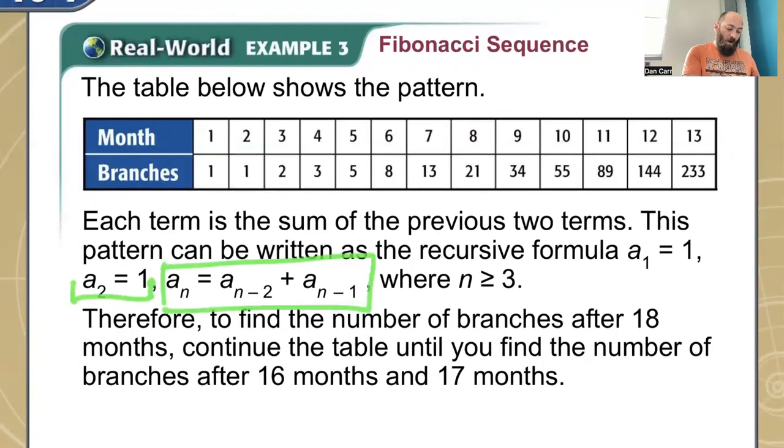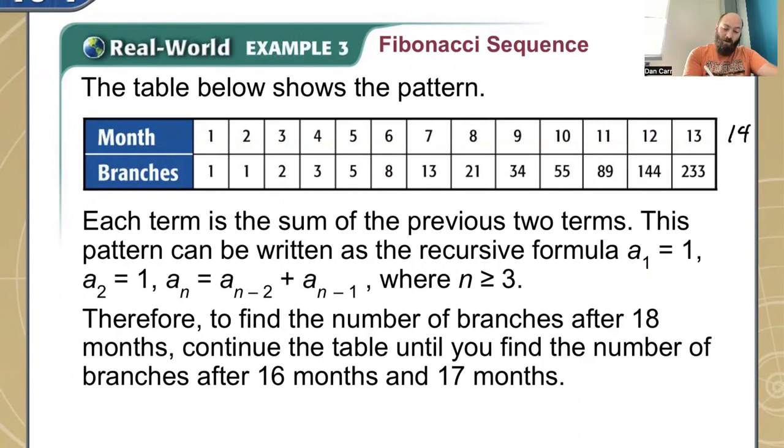So that's what it looks like. a sub 2 is 1, and as long as we're looking at the 3rd term and beyond, it's always going to be the sum of the previous 2 terms. Also, a sub 2 and a sub 1 are both 1. It's always going to be that way. There's no easy way to do this type of problem. We are just going to keep adding this table out until we get to 16, 17, and then finally 18 months.